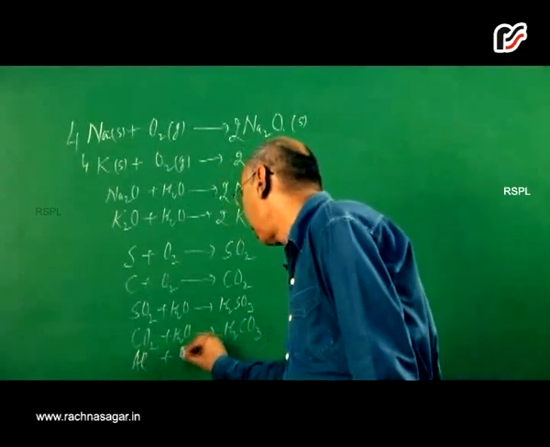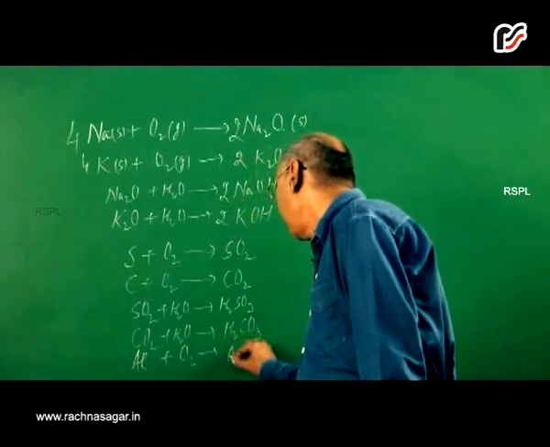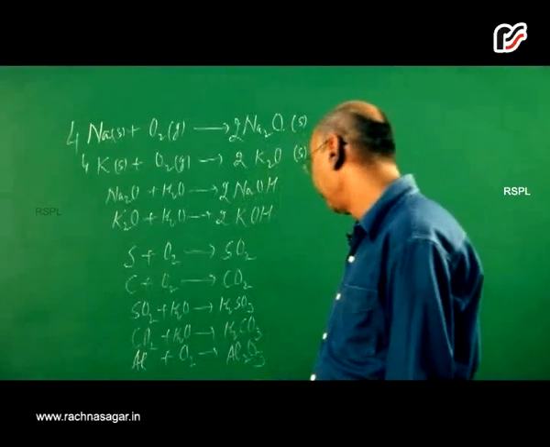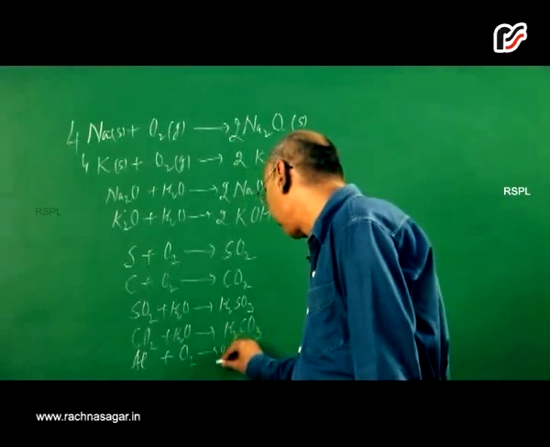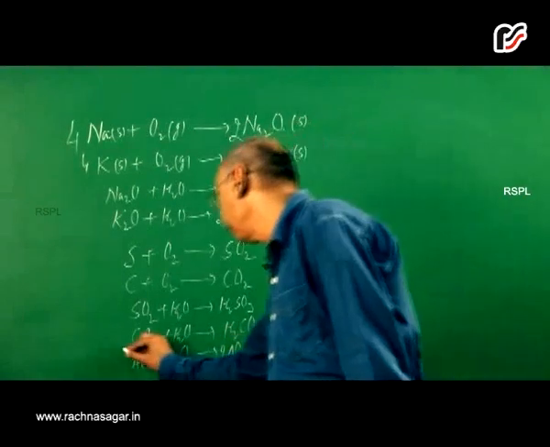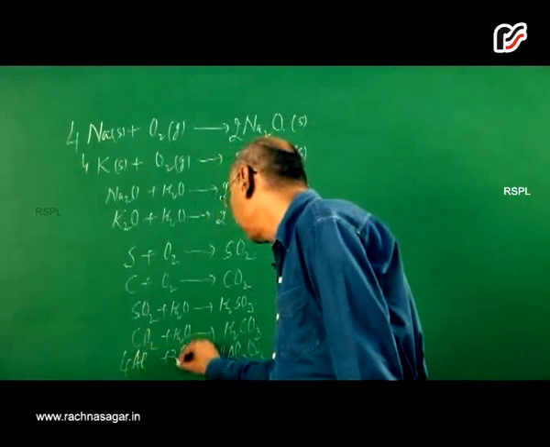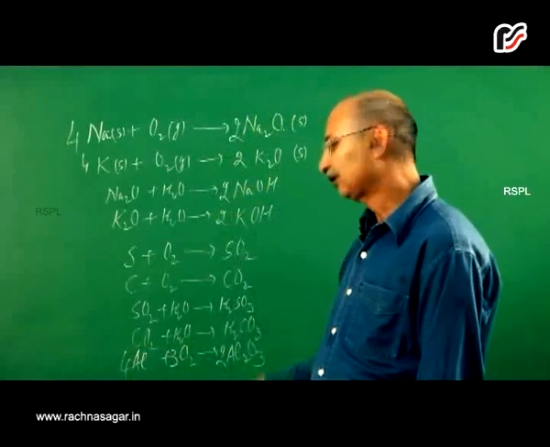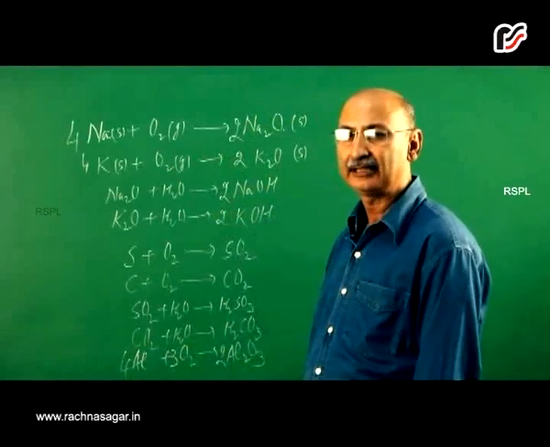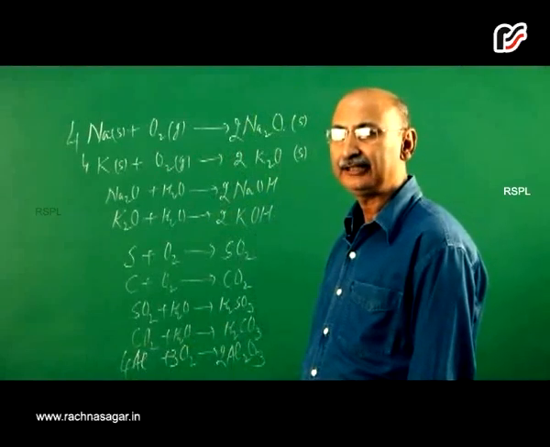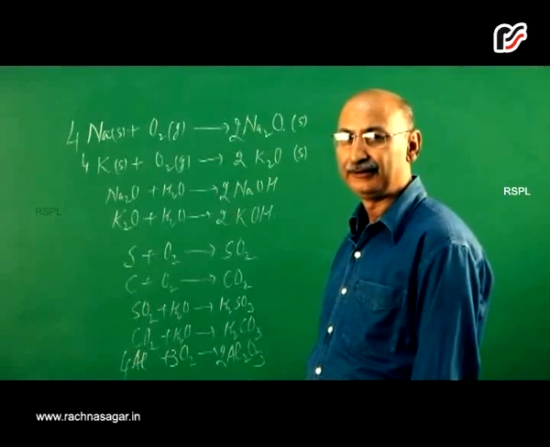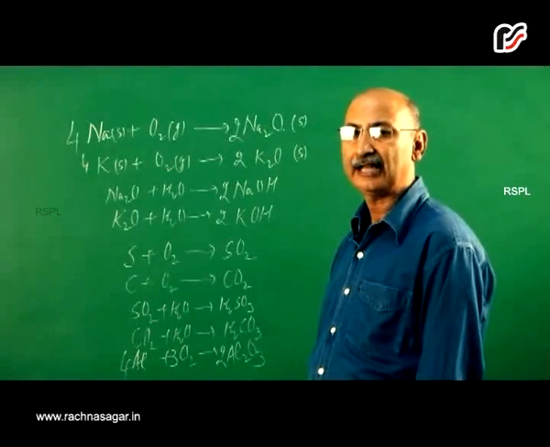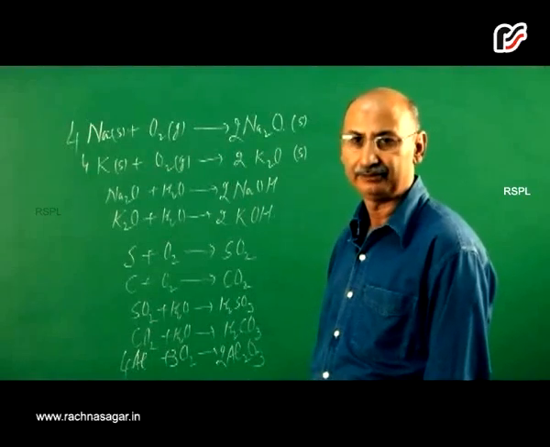Aluminium reacts with oxygen to form aluminium oxide. The formula is Al2O3. This equation needs to be balanced. We will multiply it by 2. 4 aluminium plus 3 O2 gives you 2 Al2O3. Aluminium oxide is acidic as well as basic. Therefore, it is amphoteric in nature. In the next reactions, we will show you how aluminium oxide is amphoteric in nature.